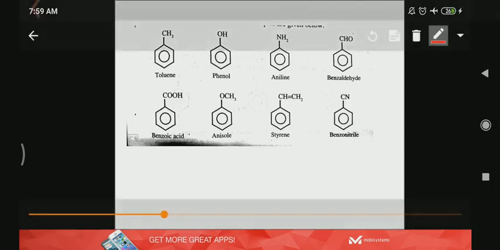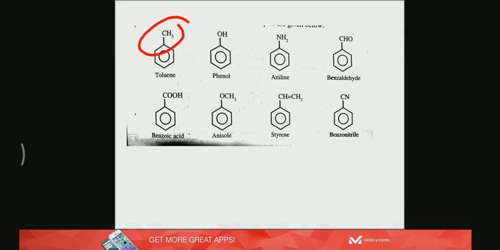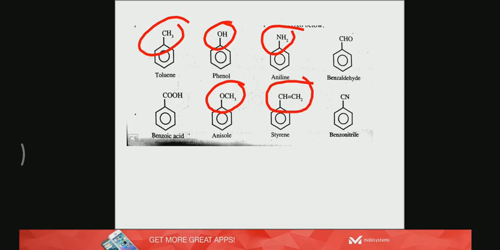Here, the substituent is a methyl group, so we can call it methylbenzene as a strict IUPAC name, but IUPAC has accepted a single special name for this, that is toluene. This is hydroxybenzene or phenol, aminobenzene or aniline, benzenecarbaldehyde or benzaldehyde, benzenecarboxylic acid or benzoic acid. This is a methoxy group, so methoxybenzene or the IUPAC special name is anisole. This is vinylbenzene, or it can be simply called styrene. This is cyanobenzene, or it has another IUPAC name, that is benzonitrile.